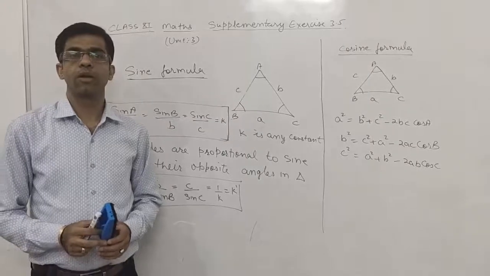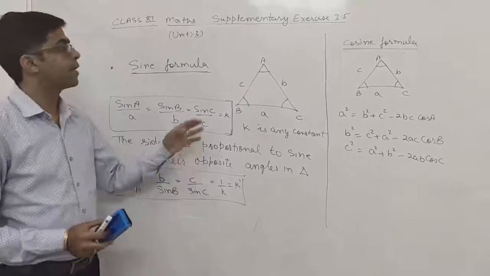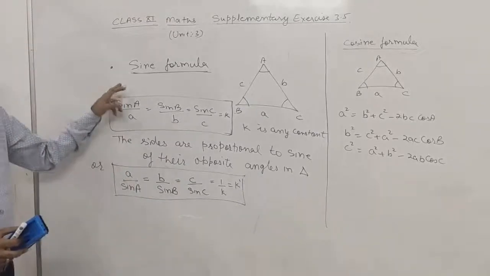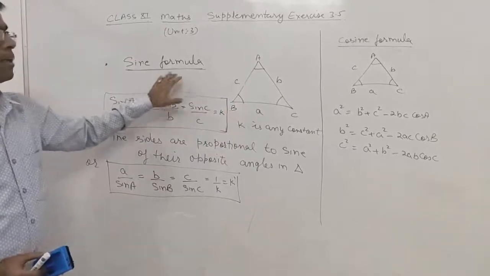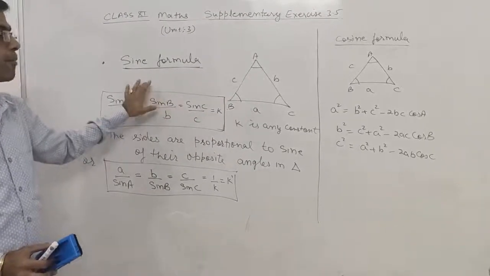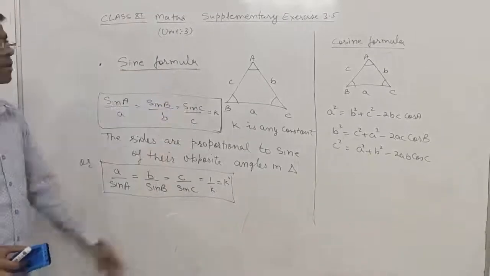Good morning students. Today we will start exercise 3.5 of trigonometry chapter supplementary material. There are two formulas in this, sine formula and cosine formula, and this is implemented in the triangle, any type of triangle. So what is the relation of this sine formula with the sides of the triangle?